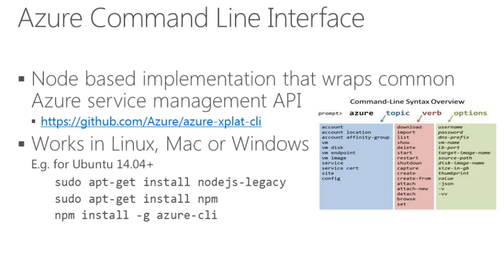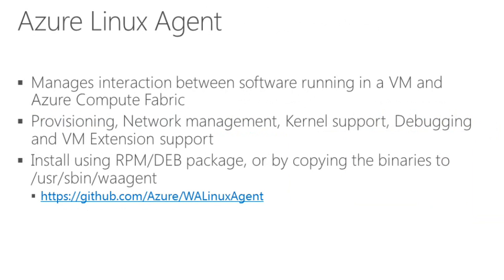So if I go to the next core component, this is the Azure Linux agent. As I mentioned, this is a very thin agent that runs on all virtual machines. We have a version of the agent that runs on Windows virtual machines as well. And in this case, this is the agent that runs on the Linux virtual machines. The primary purpose of this agent is to make sure that it manages the communication between the software that you happen to run on your Linux virtual machine and our Fabric.